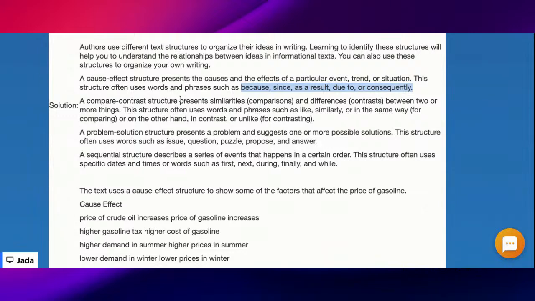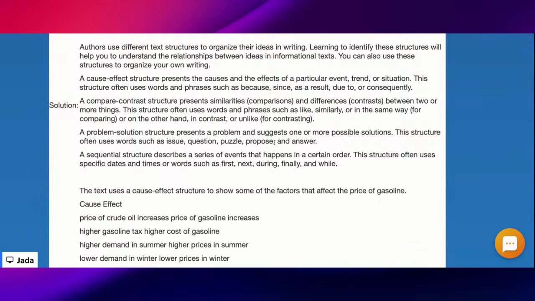A compare and contrast structure presents similarities (comparisons) and differences (contrasts) between two or more things. The structure often uses words and phrases such as similarly or in the same way for comparing, or on the other hand, in contrast, or unlike for contrasting. So these are the basic things that you need to know for compare and contrast.